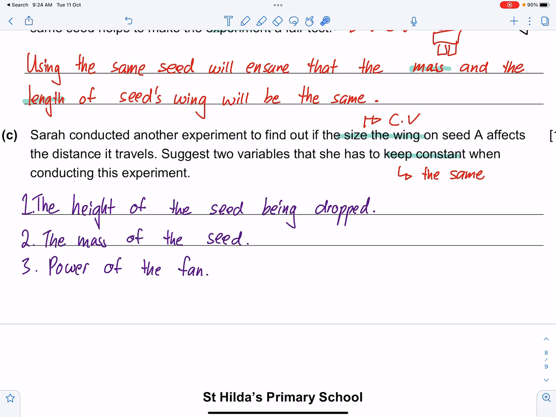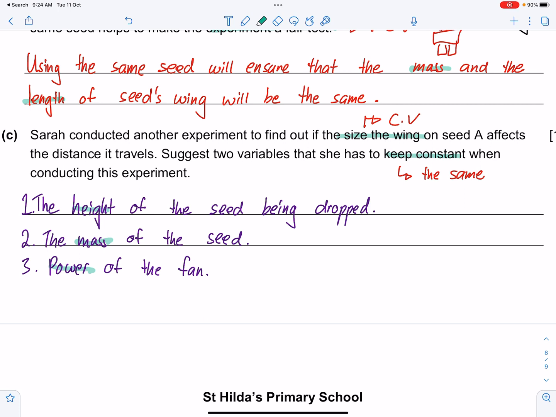Next. Sarah then conducted another experiment to find out if the size of the wing, this is the changed variable, on seed A affects the distance it travels. Suggest two variables that she has to keep constant, which means the same, when conducting the experiment. Now, whenever you're asked to talk about the same variable or whatever variable, I need you to give me the quantifying term.